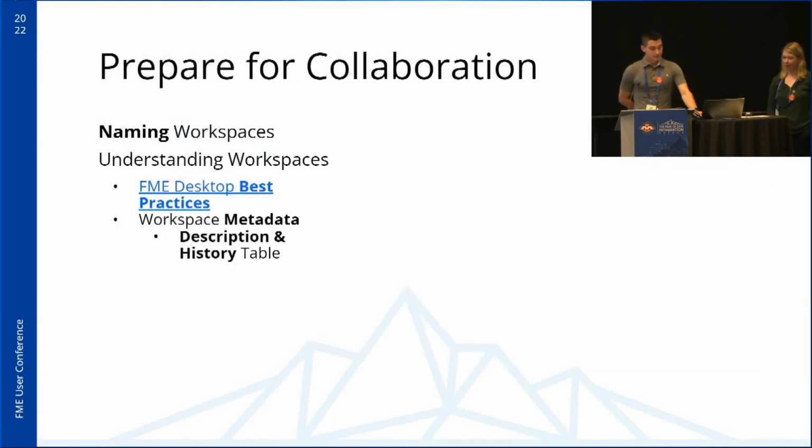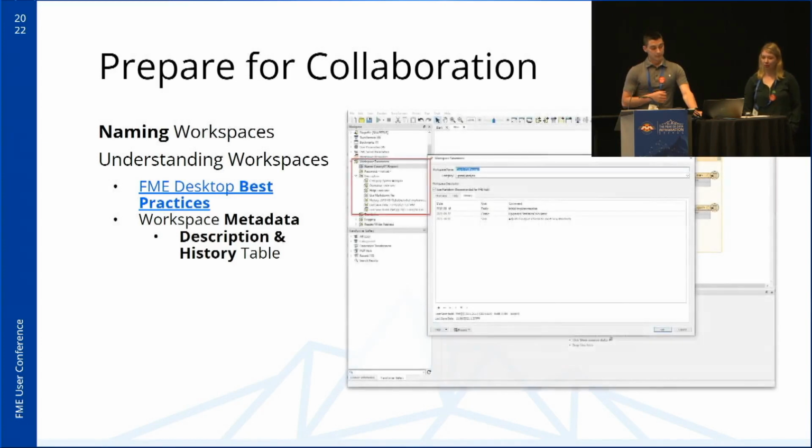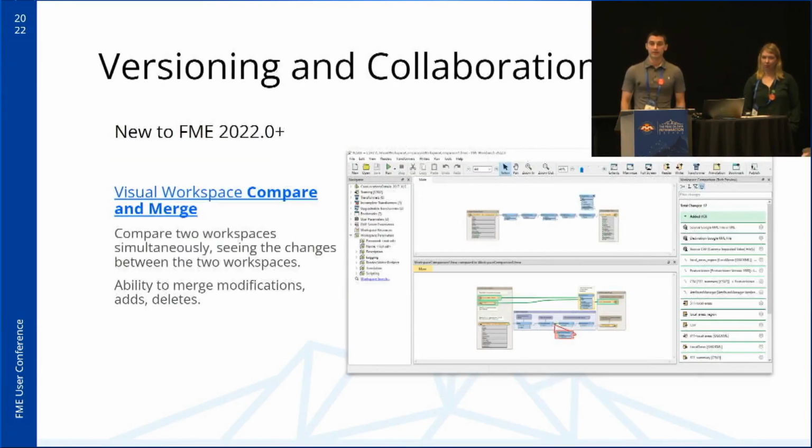And the last piece for FME Desktop is really preparing for collaboration. So this is where naming becomes even more important. If you're working with workspace files that use the same name and you're just saving over top of them, you won't be able to make use of the next feature here, which is versioning and collaboration. So when you create your workspaces, try to append a date or a version number onto the end of it so you can make use of versioning and collaboration.